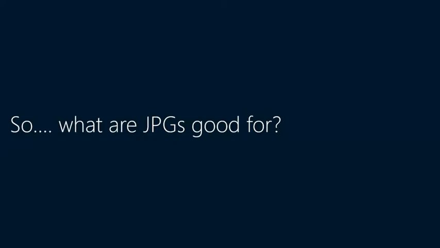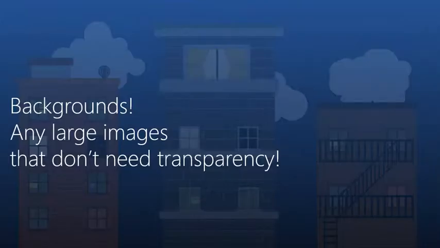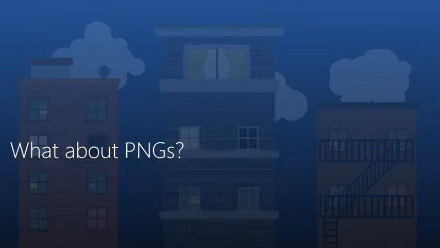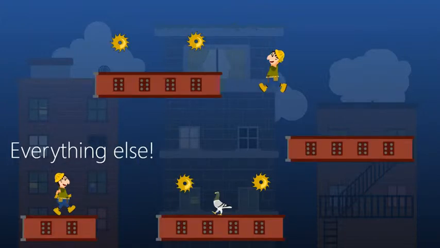Well then, what are JPEGs good for, right? Well, JPEGs are great for backgrounds and large images, because JPEG has a great compression algorithm that can make large images very small in file size. So JPEGs are great for that as long as you don't need transparency. PNGs, on the other hand, are great for everything else, all the things that you put onto those backgrounds, right? So like in a platformer game, it's your character or the coins or the enemies or the platforms. Those are all good candidates for PNGs because you can see through the PNG where it has no pixels.